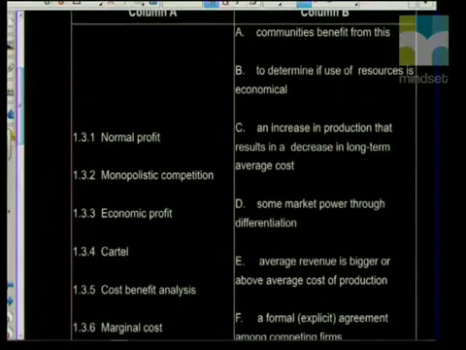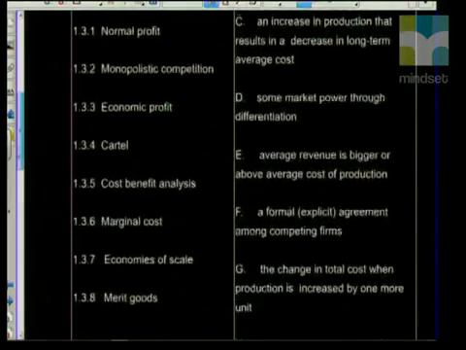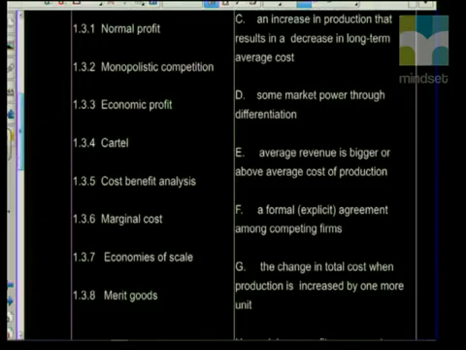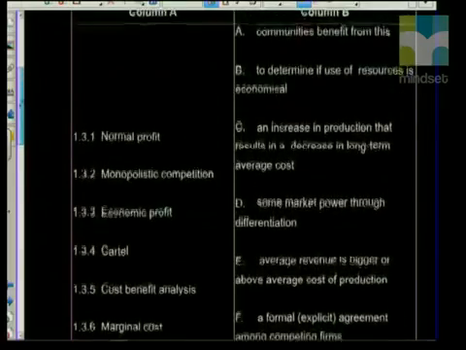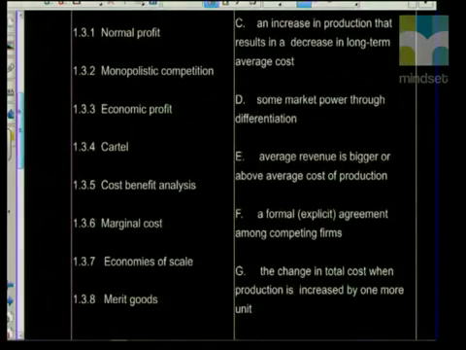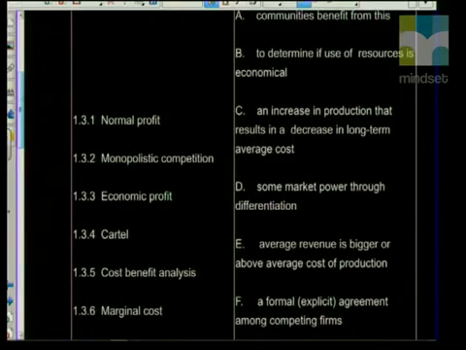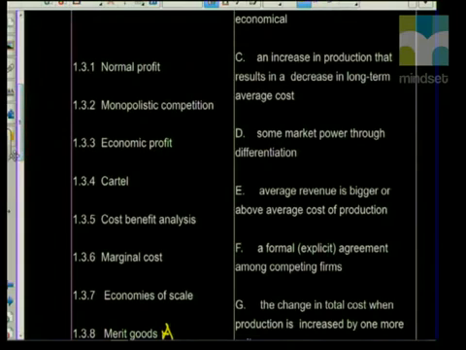Now, when I look at that, I can already see, looking back to column A, that merit goods would be the things that communities can benefit from. So 1.3.8, I already know the answer is A. Option B, to determine if the use of resources is economical. To be able to do this determination, a cost-benefit analysis has to be done. So 1.3.5, the answer will be B.